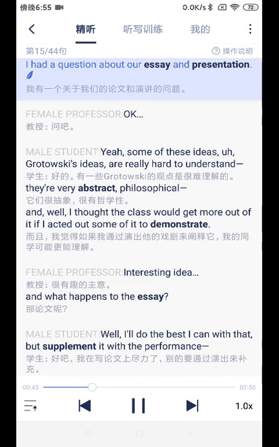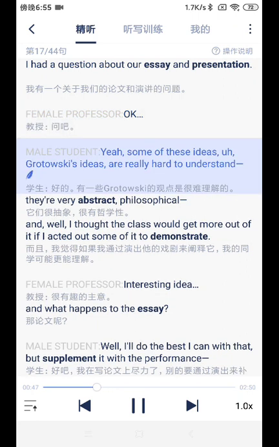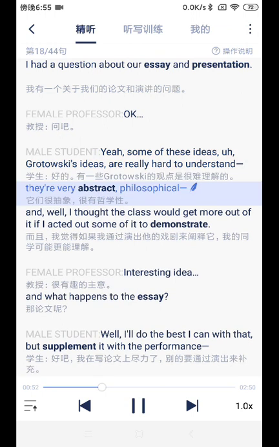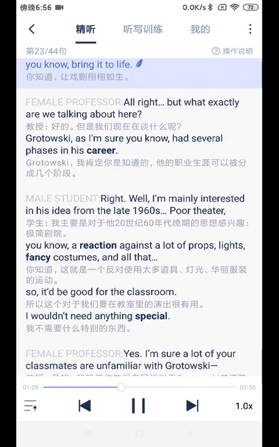I had a question about our essay and presentation. Okay. Yeah, some of these ideas, Grotowski's ideas, are really hard to understand. They're very abstract, philosophical, and, well, I thought the class would get more out of it if I acted out some of it to demonstrate. Interesting idea. And what happens to the essay? Well, I'll do the best I can with that, but supplement it with the performance. You know, bring it to life.